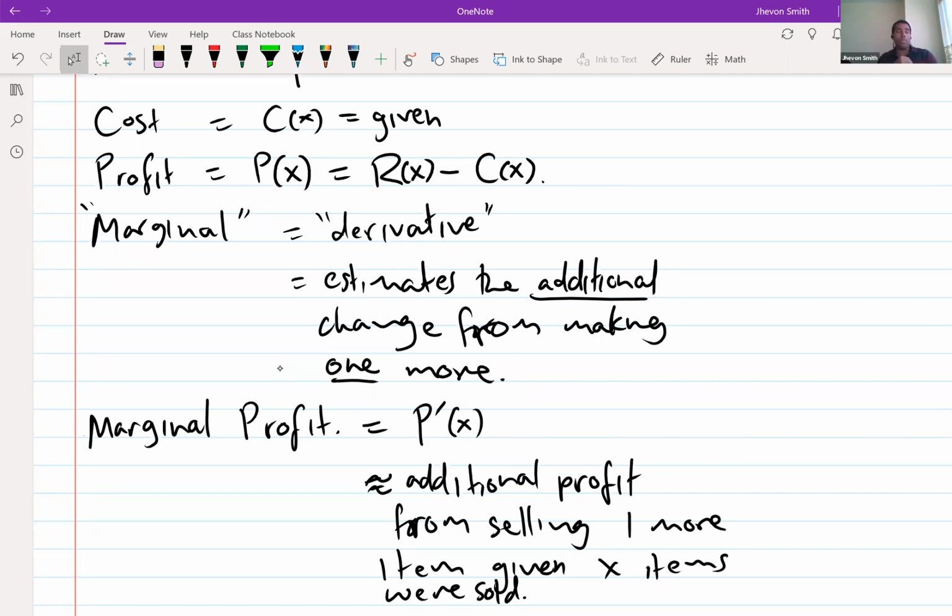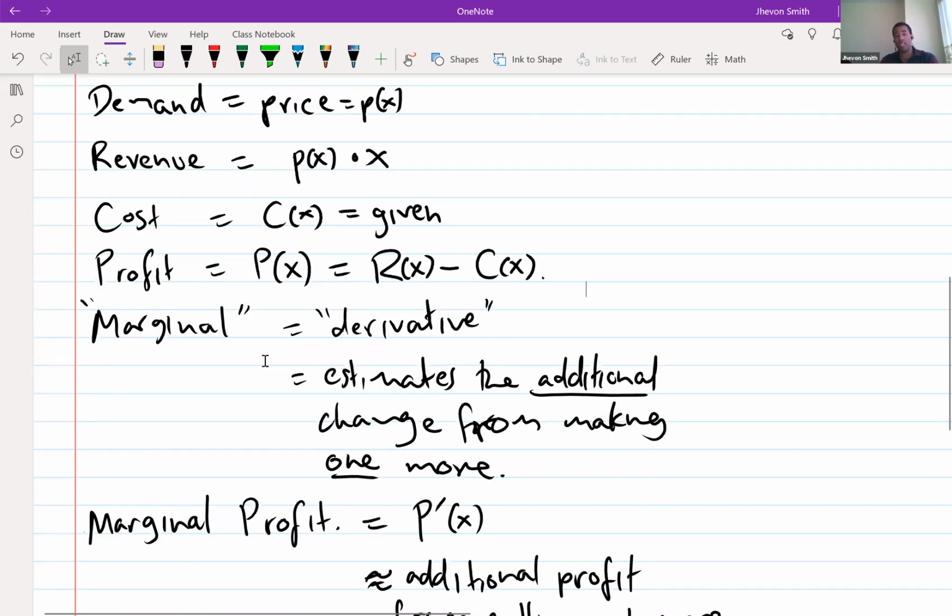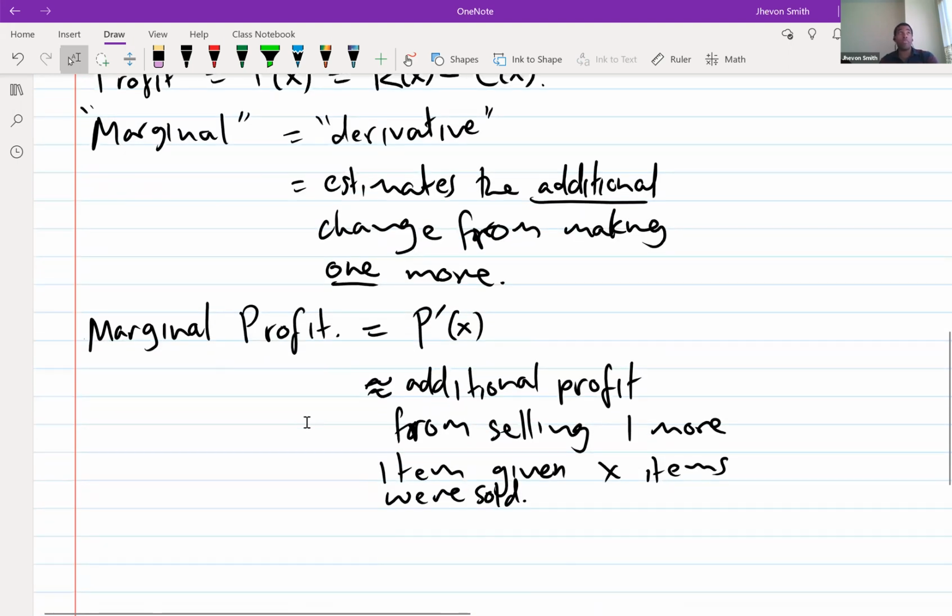Okay, so I think those are the main concepts in the marginal discussion. Demand is just another name for price. So whenever your price is varying, you measure it with a function. We call that the demand function. This is the function that tells you how much consumers are willing to consume, what price they're willing to pay for some commodity. Revenue is just the price times the number of items. Cost is going to be given because that's very specific to the situation of the particular business. And profit, that's something you can calculate. It's revenue minus cost. And marginal just means derivative. And in this context, it's used to estimate the additional change from one more. So marginal profit tells you what is the additional profit if I were to sell one more. Marginal revenue, what is the additional revenue if I were to sell one more? Marginal cost, what is the additional cost if I were to produce one more? So that's how you want to think of those.